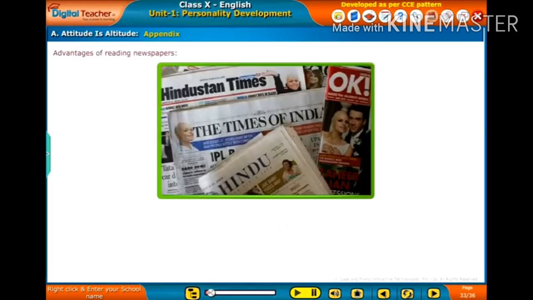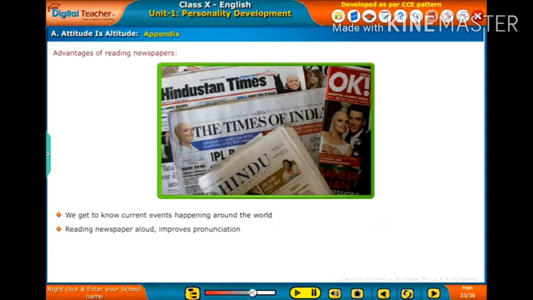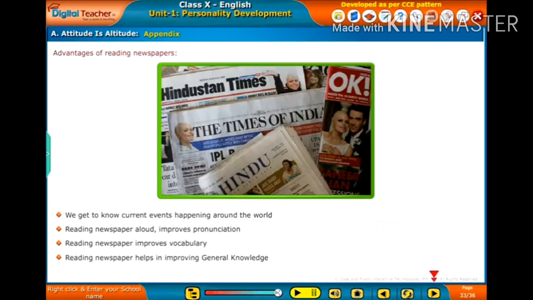Do you read newspapers regularly? Reading newspaper is not just a hobby, it also has lot of advantages. Let us now observe advantages of reading newspaper. We get to know current events happening around the world. Reading newspaper aloud improves pronunciation. Reading newspaper improves vocabulary. Reading newspaper helps in improving general knowledge.